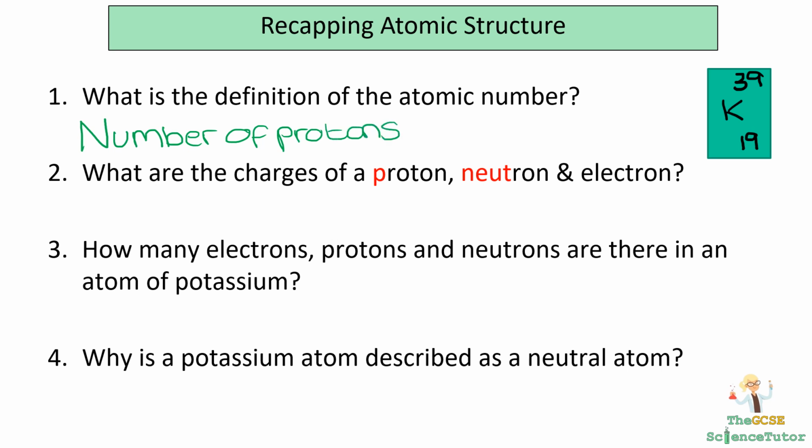Question 2. What are the charges of a proton, neutron, and electron? This is something we can work out by simply looking at the words. The word proton begins with the letter P, and it is in fact positively charged. A neutron sounds like the word neutral, and in fact has no charge. An electron, however, does not sound like the word negative, but through the process of elimination, we know that negative is the only charge left. So it is -1.